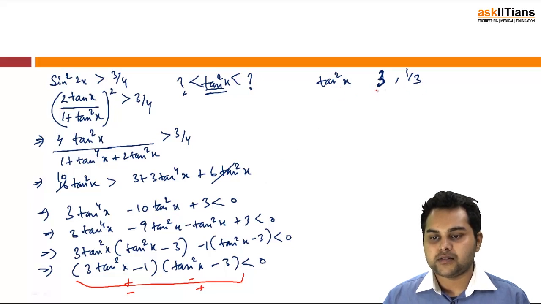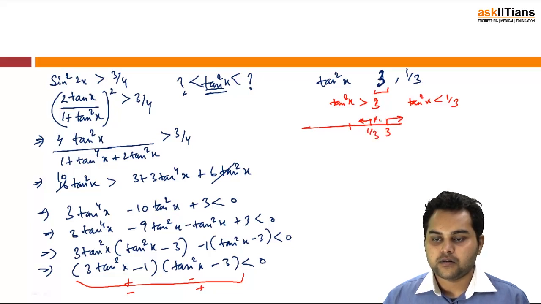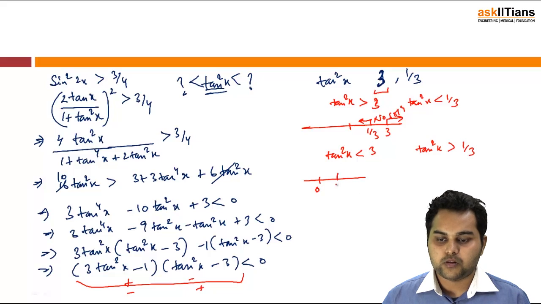Whether if it is greater than 0, that is if tan square x is greater than 3 and less than 1 by 3, in which case I would get greater than 3 and less than 1 by 3. So no solution. The second case would be if tan square x is less than 3 and tan square x is greater than 1 by 3. In that case, this being 0, this being 1 by 3, I would get a region of convergence or overlapping region. Solution possible.